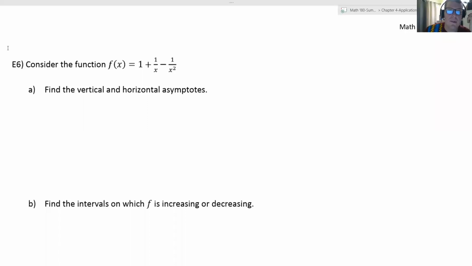All right. So now what we want to do is take a look at this function. This is number 6 on the lesson inside of the notes. Let's consider the function f of x equals 1 plus 1 over x minus 1 over x squared. So we now have a bunch of things that we can do. Let's start out with finding the vertical and horizontal asymptotes. Start with the vertical ones.